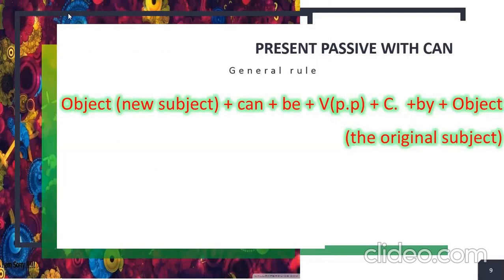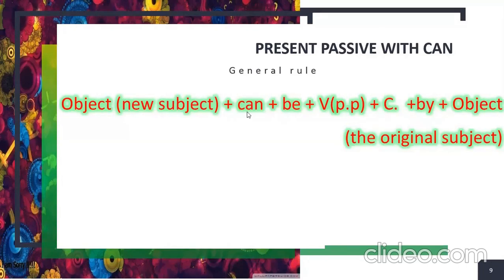As we can see, we have the object, which is the new subject. I mean, this is the subject. Every sentence should start with a subject, but we take a subject from the original sentence, the active sentence. We make the object of that sentence into a subject, a new subject.